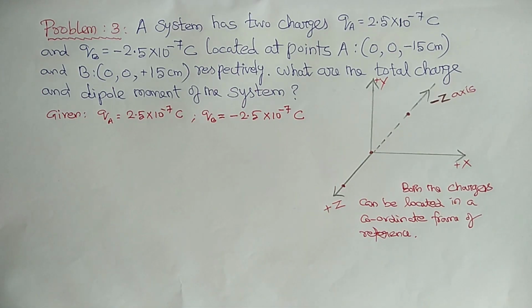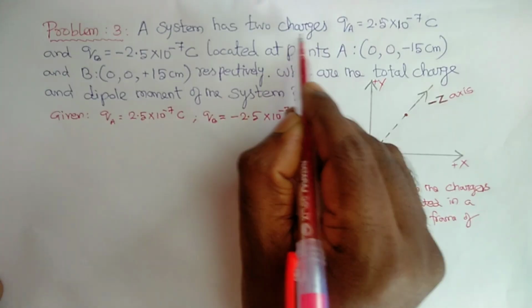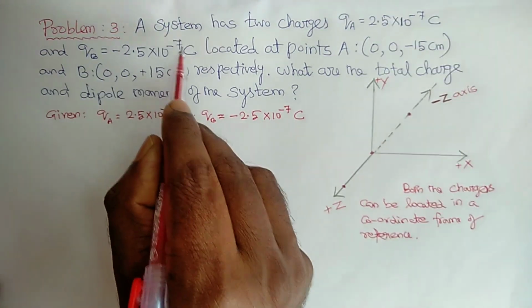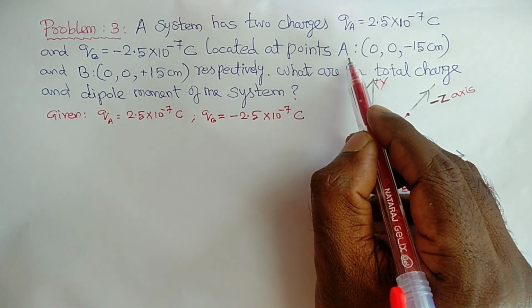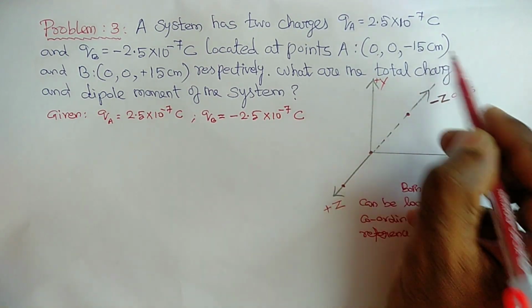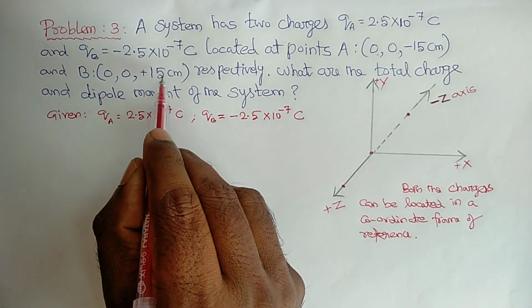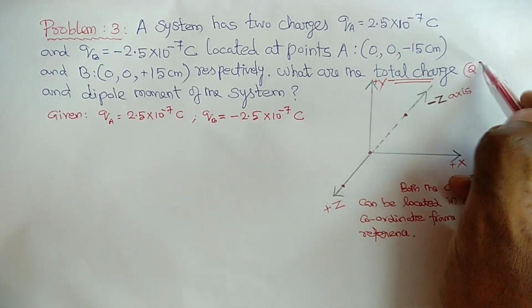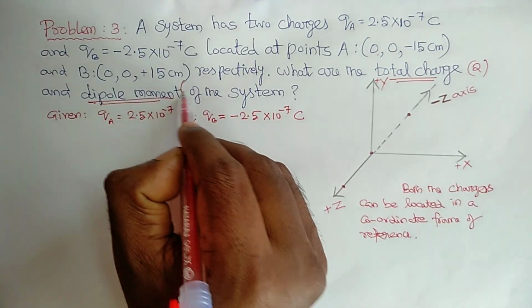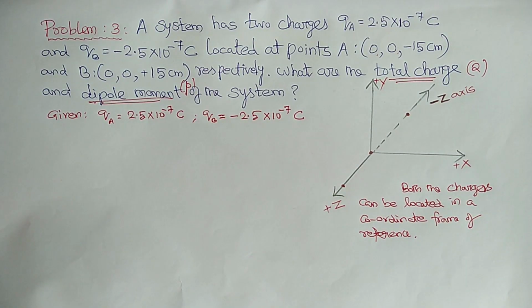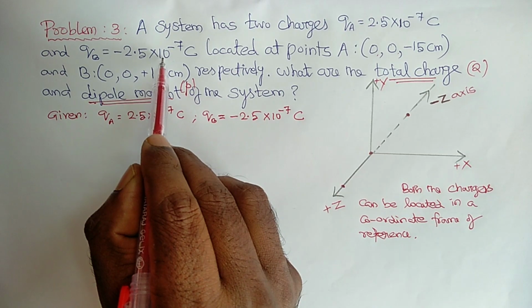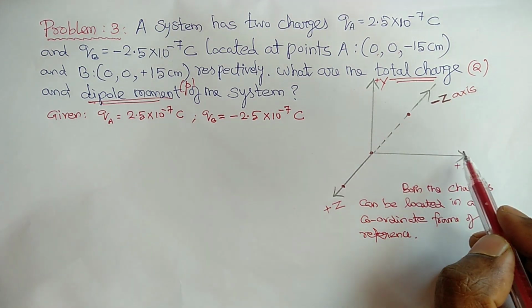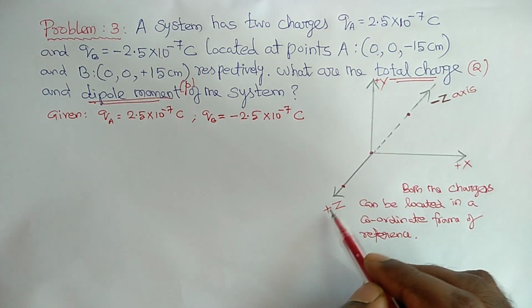So let us discuss another problem. A system has two charges, QA equal to 2.5 into 10 power minus 7 coulomb and QB equal to minus 2.5 into 10 power minus 7 coulomb, located at the points A (0, 0, minus 15 centimeter) and B (0, 0, plus 15 centimeter) respectively. What are the total charge Q and dipole moment P of the given system? So actually these two charges can be located in a coordinate frame of reference. So let us consider a simple Cartesian coordinate system x, y and z.